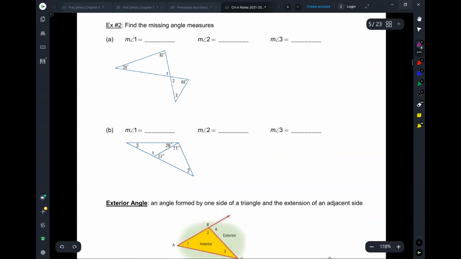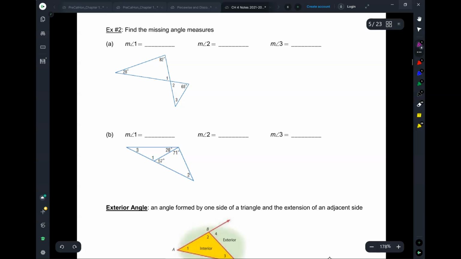Okay, so find the missing angle measures. So here we go. We're going to find the missing angle measures. So here, what do we know? Measure of angle 1 plus 28 plus 82 is 180, right? So what's measure of angle 1? It's 70.